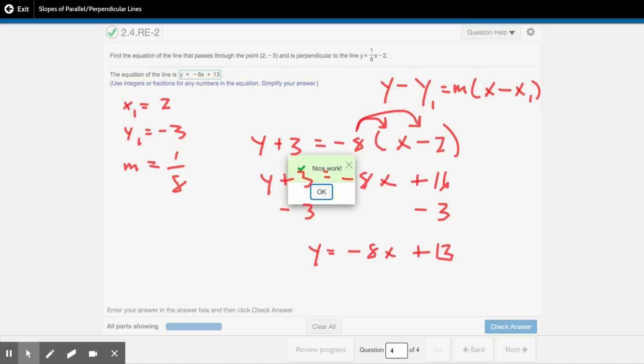And this is how you do parallel lines and perpendicular lines using the point slope formula.